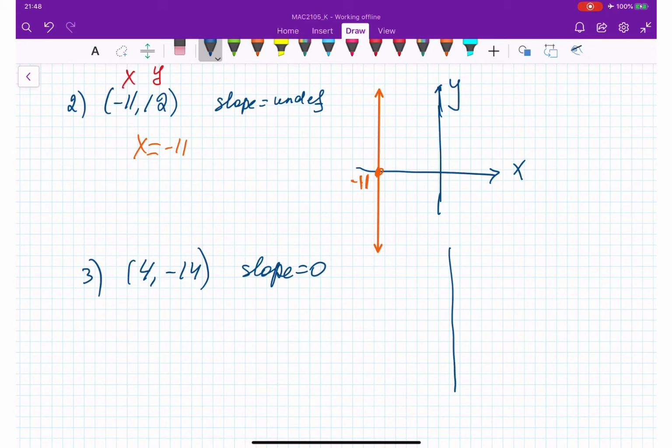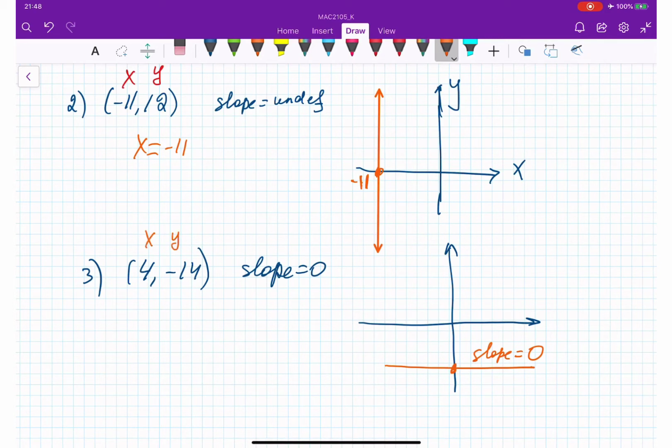Remember? When our slope is 0, then the graph is running horizontally. Yes? Slope is 0. So which means this point is a point of y, correct? Where is my y? y is negative 14, which means this point is going to be negative 14. And the equation for the graph is going to look like y equals negative 14.